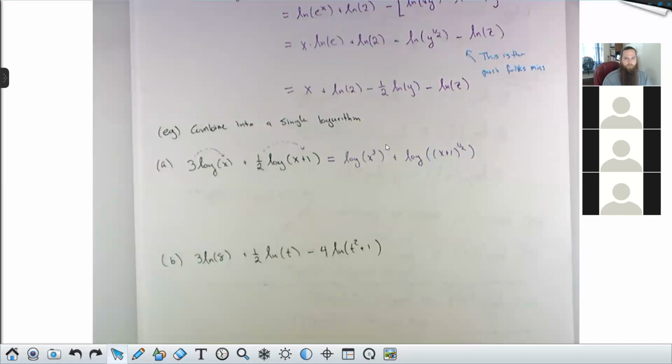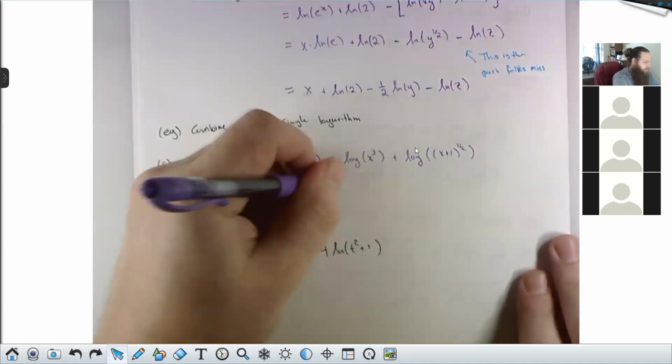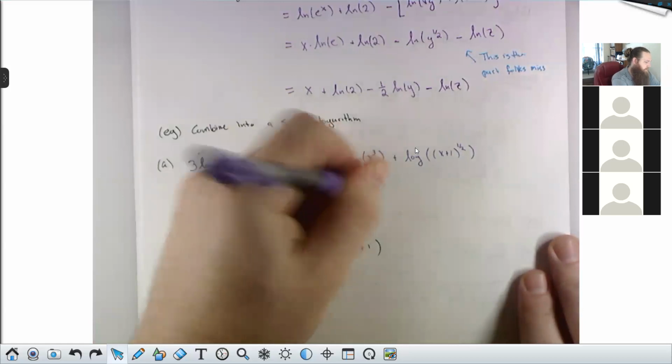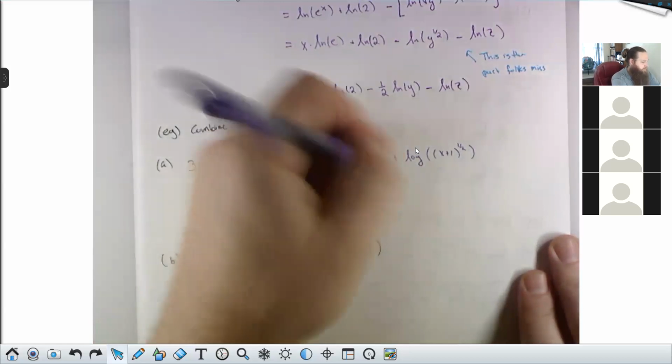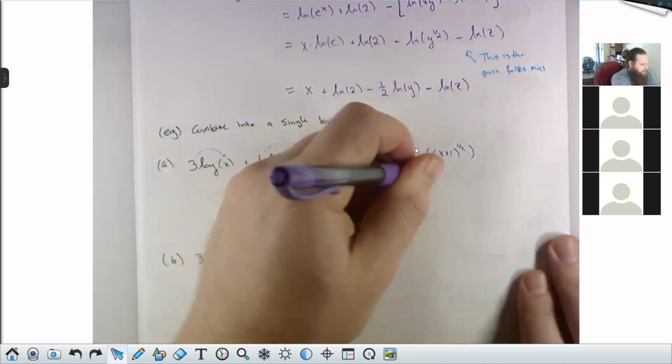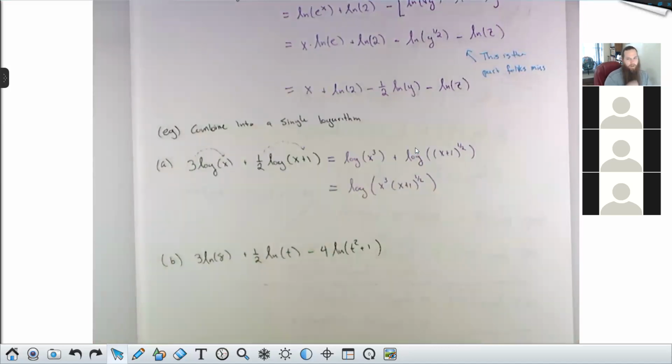Now that I have these, I've got just log of something plus log of something else. I can use my rule 1 to put those together into a single log. And the inside of that single log would be x cubed times parentheses x plus 1 to the 1/2. And if you want to write the 1/2 power as a square root, go right ahead.